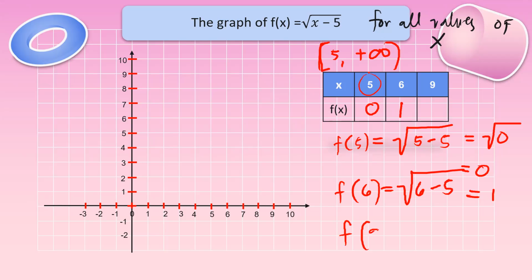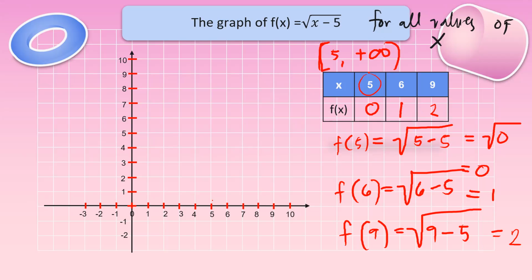Then f of 9 is the square root of 9 minus 5. The square root of 9 minus 5 is 2. So the final value of y is 2. So that is the value we got. Since it's complete, we can now graph it.